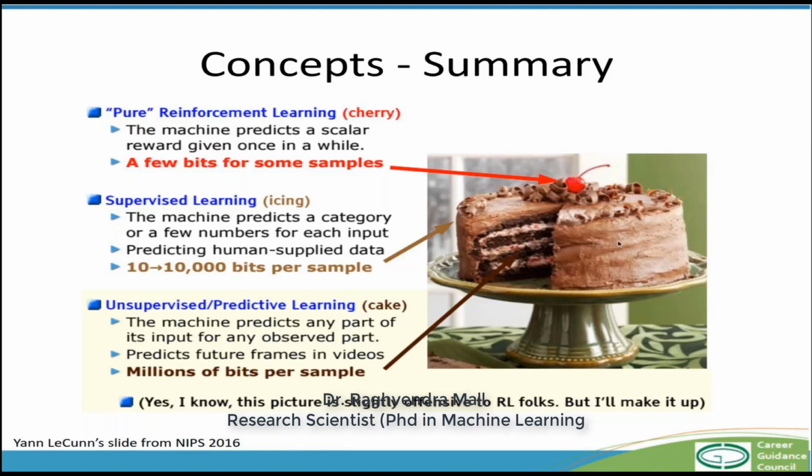So we are very good at this, which he considers to be the icing on the cake. The icing on the cake is supervised learning. Reinforcement learning, the amount of knowledge that we have right now, is just the cherry on top of the cake. But the real cake is unsupervised learning.